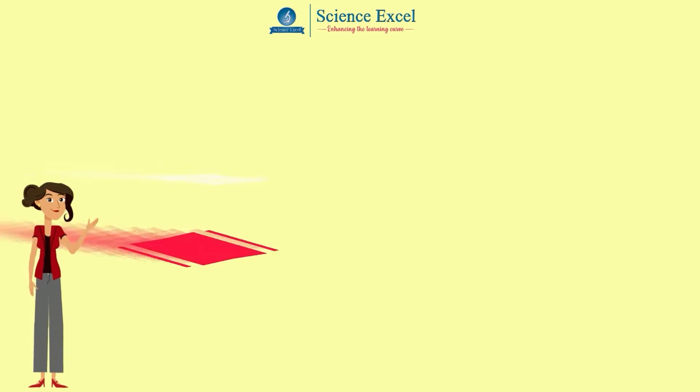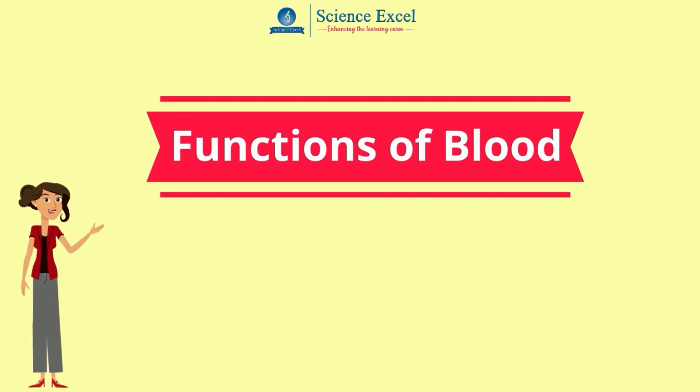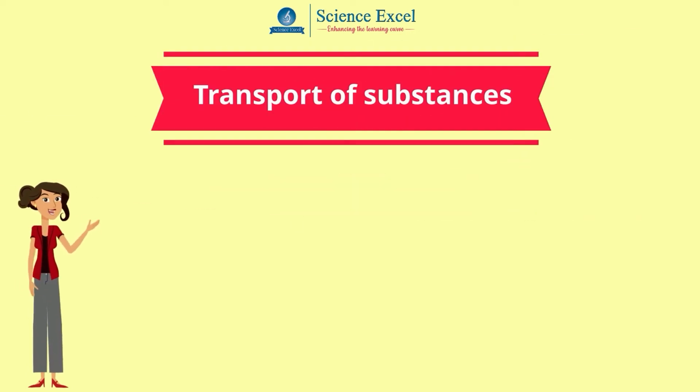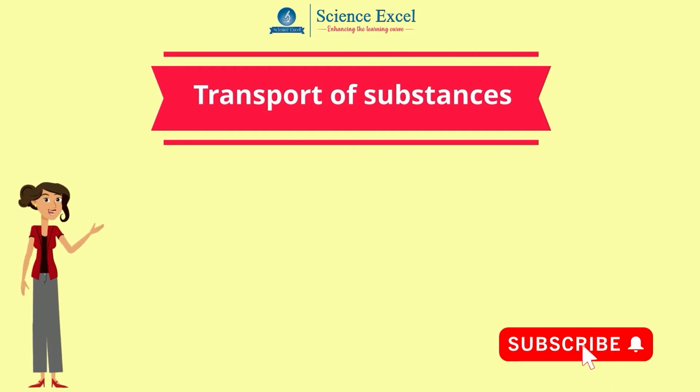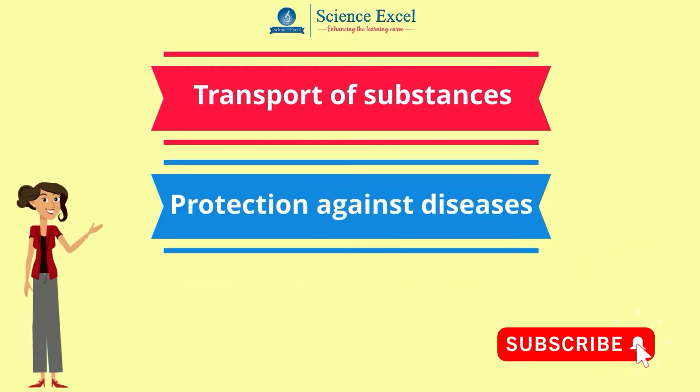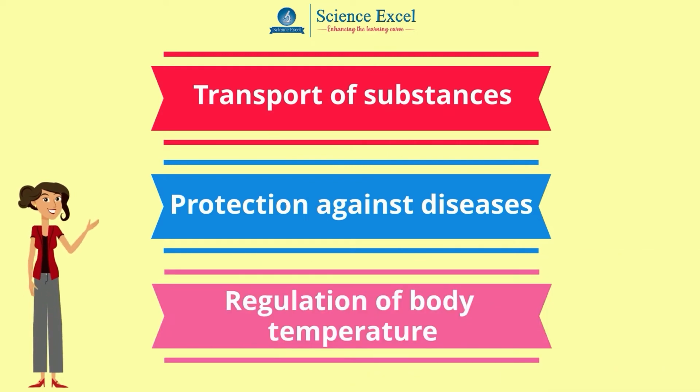So what are the functions of blood? Blood has three main functions: transport of substances from one part of the body to the other, like respiratory gases, nutrients, waste products, enzymes, etc. Protection against diseases and regulation of body temperature.